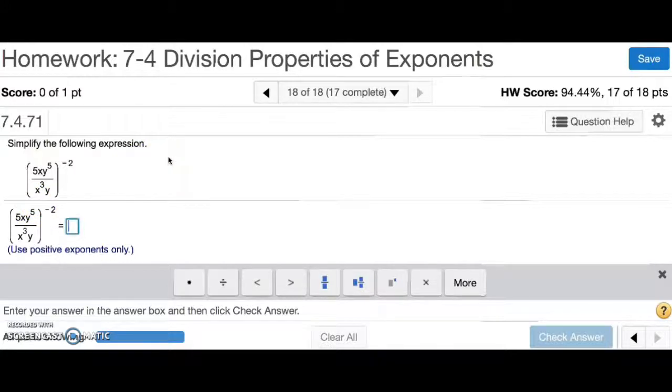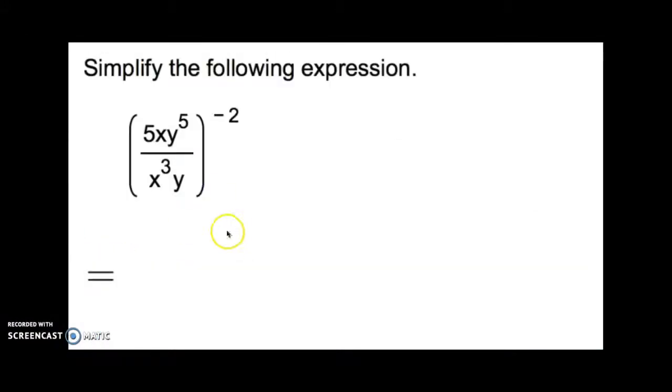So let's take a closer look at that. The first thing I notice is that the entire fraction is being raised to a negative exponent. That means what I like to do first on this is flip the fraction upside down and make the exponent positive, so that is easier to work with and my exponents are all positive. So now what I do is raise everything in the fraction to the second power.